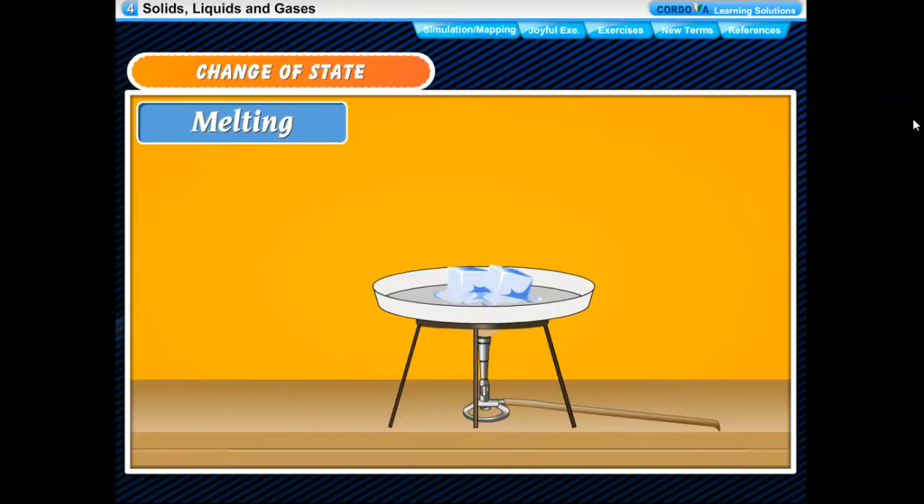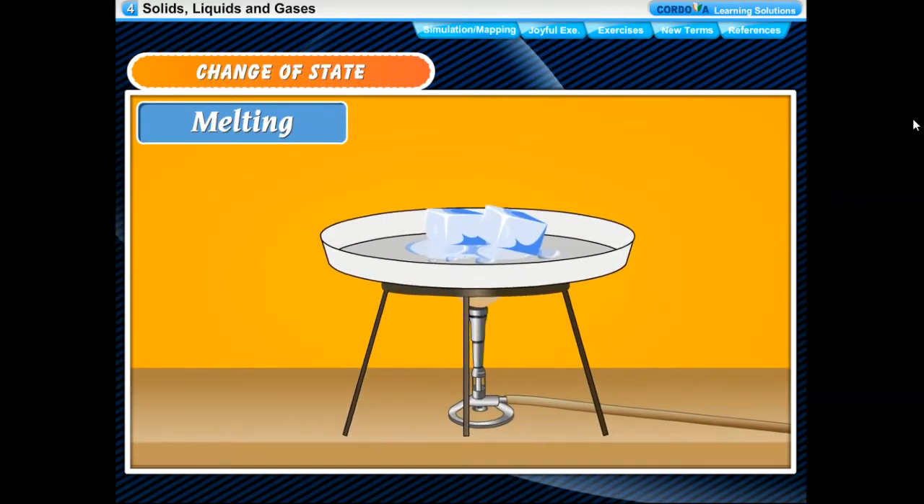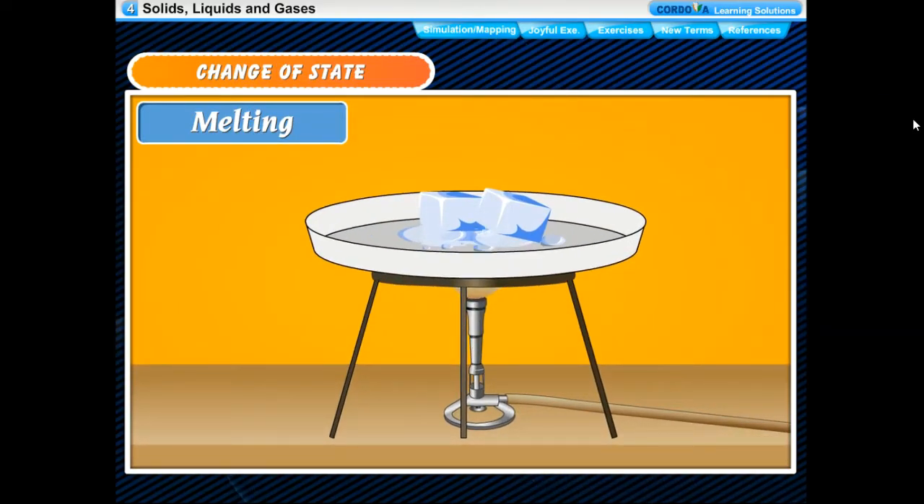Melting. Ice is solid, but when it is kept in a warm place, the movement of water particles in ice increases and they become free from the rigid form. They become loosely packed and form water. The change of solid state into liquid state on heating is called melting.